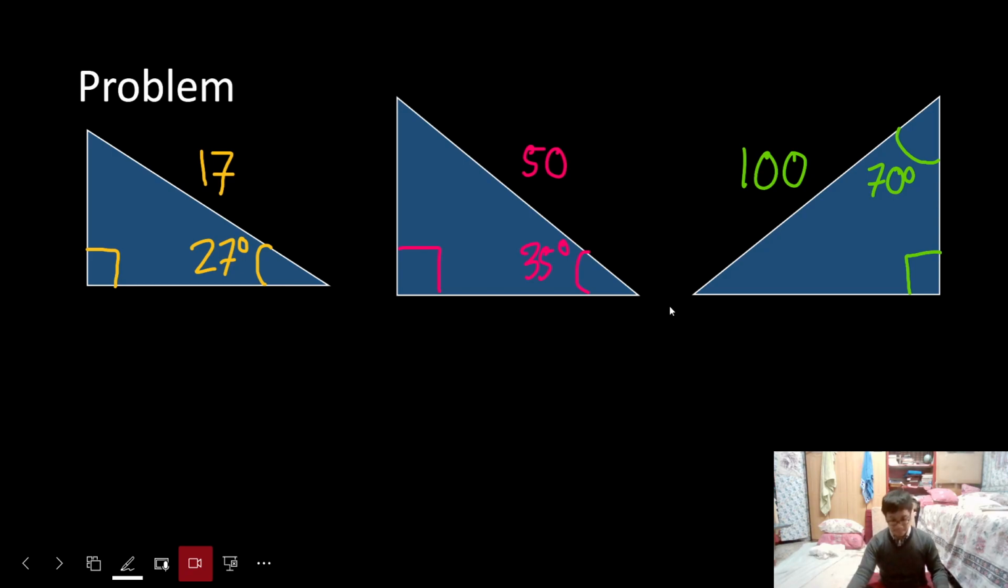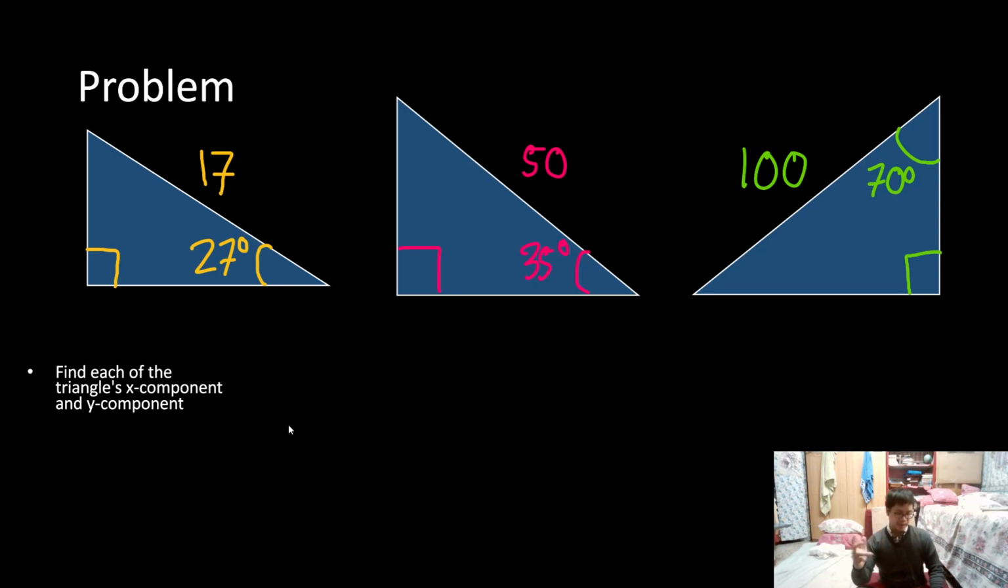In here, your objective is to find each of the triangle's x component and y component. That's it. Actually, this is by far the easiest for me. Remember that if you're going to find the x component and the y component of a right triangle, first and foremost, you need the hypotenuse. And second, we're going to use two trigonometric functions, which are cosine and sine.